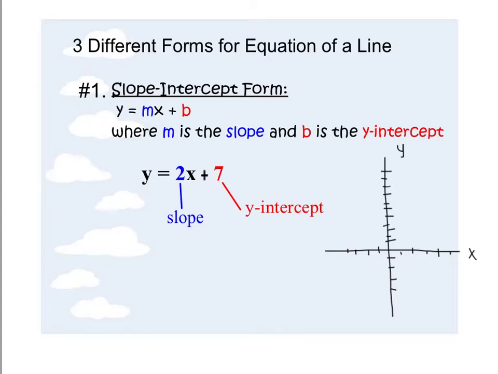One of the forms of the equation of a line is in slope-intercept form, y equals mx plus b, where the m is the slope and the b is the y-intercept. So if you look at the example, y equals 2x plus 7. The 7, the number that's alone, is always your y-intercept.